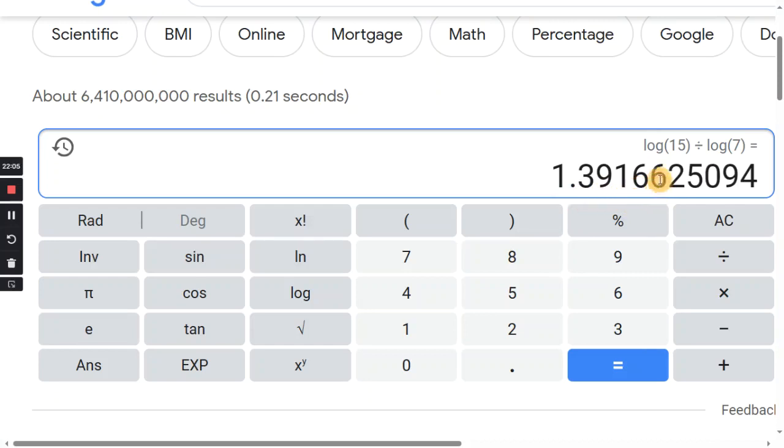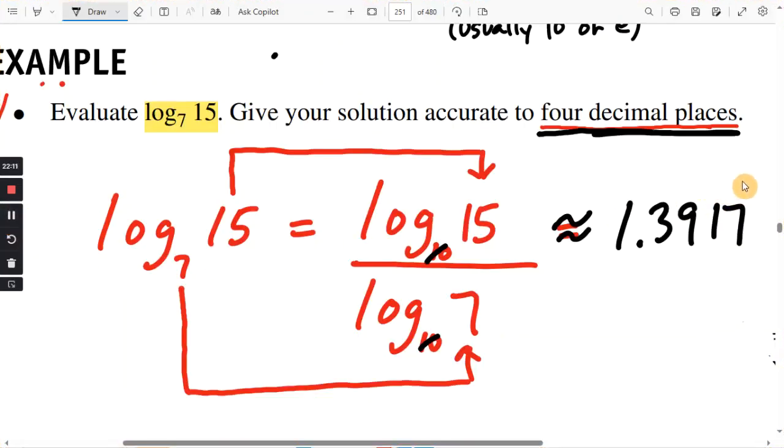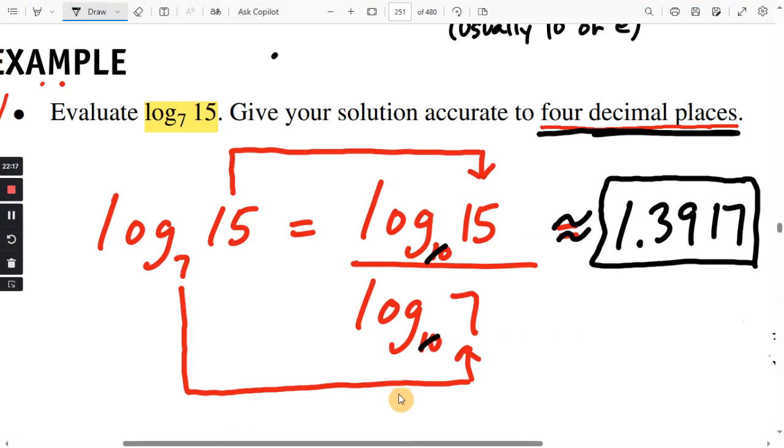1.3917. Because there's a 6 here, so it's rounded up. All right, so that's rounded off, 1.3917. And that's it. It's mostly calculator work. The base number goes on the bottom. The argument goes on the top. As long as these bases match, you're okay. We could have used log base E, which is ln. Okay, so that would have worked as well.